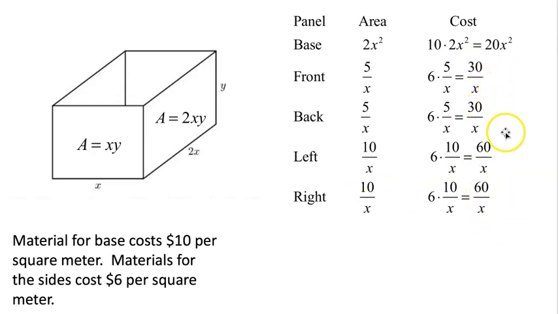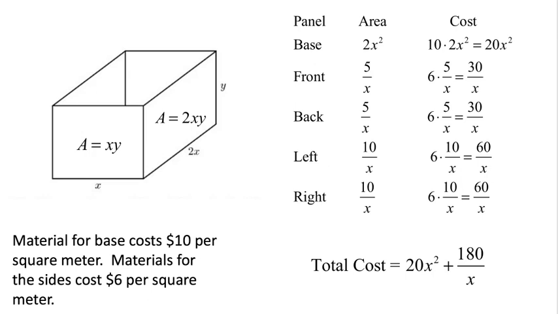30 and 30 is 60, and another 60 is 120, and another 60 is 180. 180 over x plus 20x squared will give us our total cost, and that is what we want to minimize. Our goal is to design this box so that the cost is minimal. So how do we do that? What's our strategy going to be?